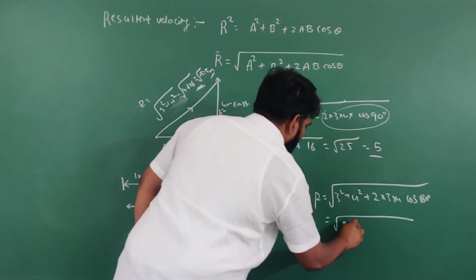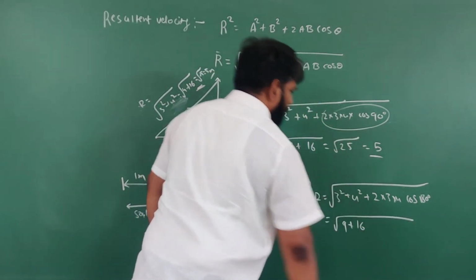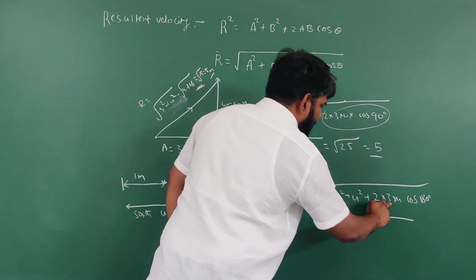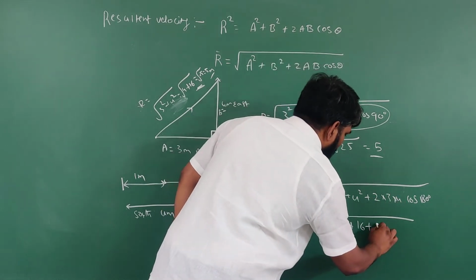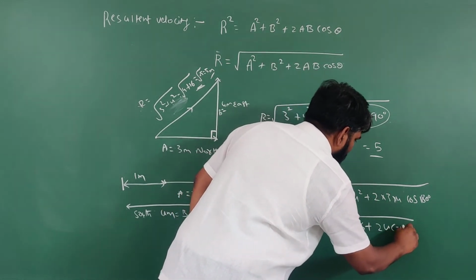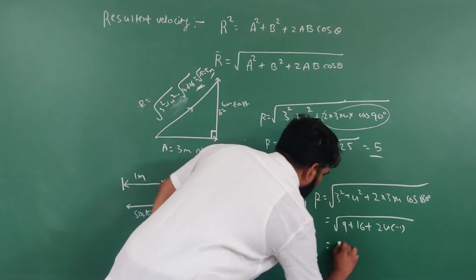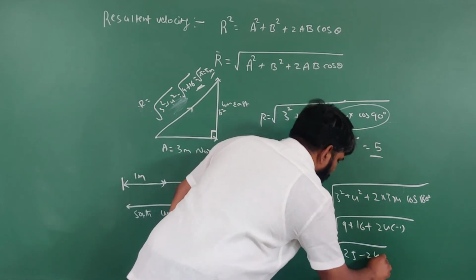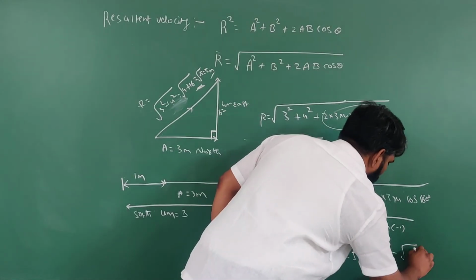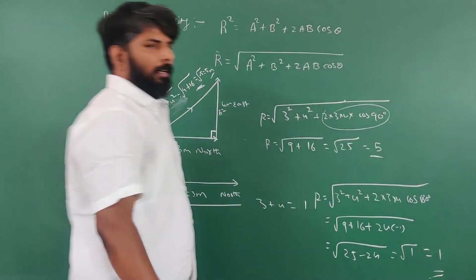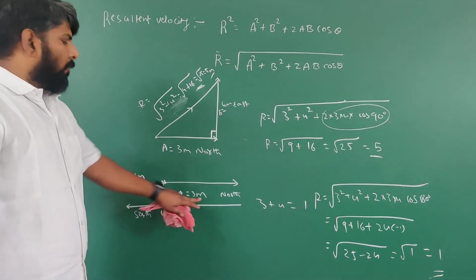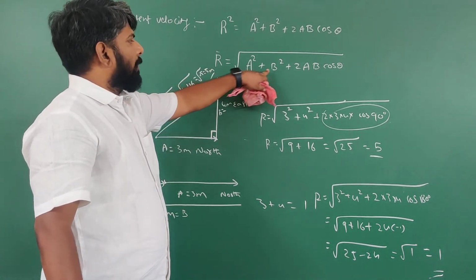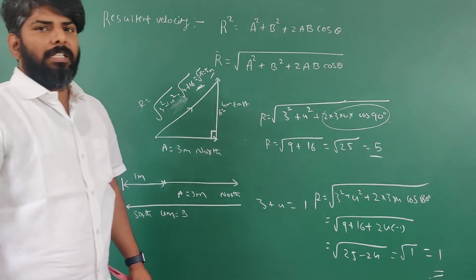So observe here. 3 square means 9, plus 4 square means 16, plus 2 into 3 is 6, 6 into 4 is 24, and 24 into cos 180 value, minus 1. So 9 plus 16 is 25, plus 24 into minus 1, minus 24. 25 minus 24 is root 1. Root 1 value is 1. So what answer did we get here? 1. So you got the answer by using which formula? R equal to root of a square plus b square plus 2ab cos theta.